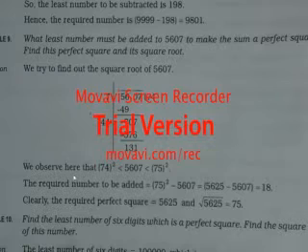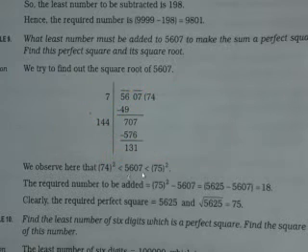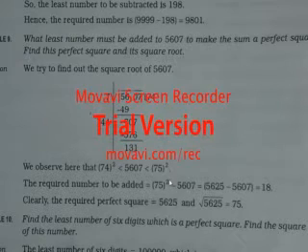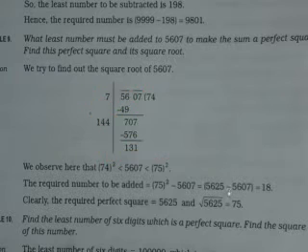So here we observe that 74 square is less than 5607 and 5607 is less than 75 square. The required number to be added is equal to 75 square minus 5607, because you have to add, so of course the square number will become bigger, not the smaller one. So you will be finding 75 square.